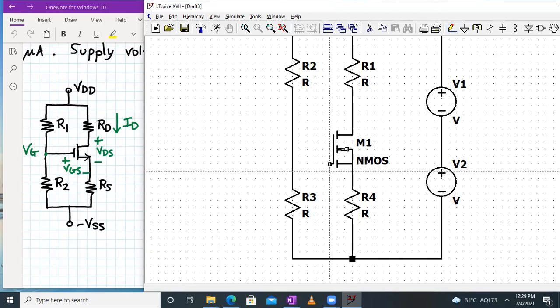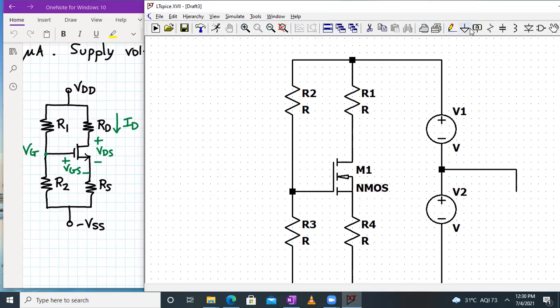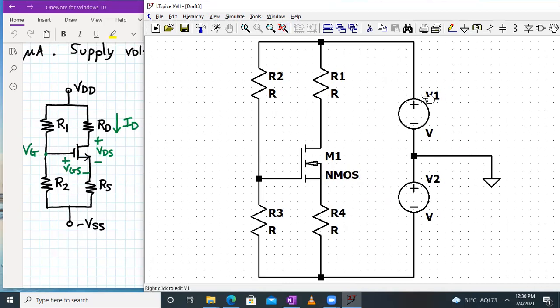Okay, let me connect the gate terminal also. So now the ground terminal will be taken from here, the common terminal from the 2 power supplies. So let me consider the ground. Yeah, so the circuit is ready. Now we have to label it.